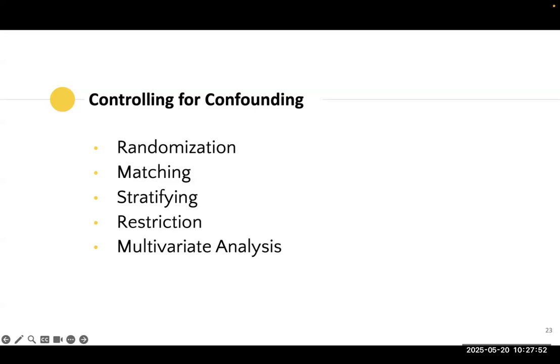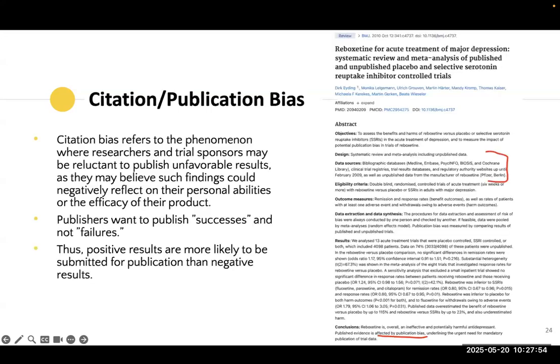But I didn't want to end this one without including citation and publication bias, because we're librarians, right? Citation bias refers to where researchers and trial sponsors don't want to publish unfavorable stuff, right? They want to publish the positive stuff. The publishers want to publish the positive stuff. So what we see in the literature is that results are much more likely to be submitted and published if they are positive than negative, right?